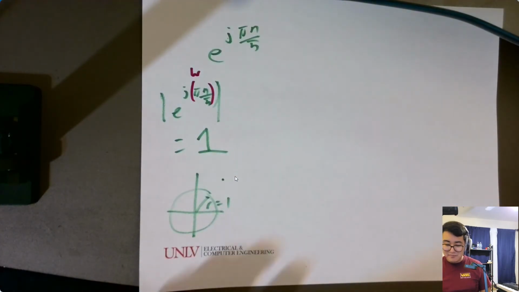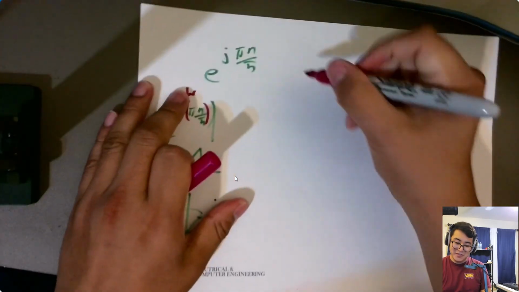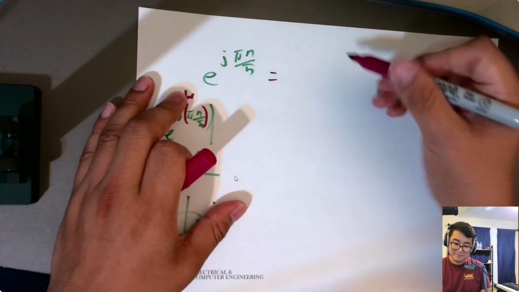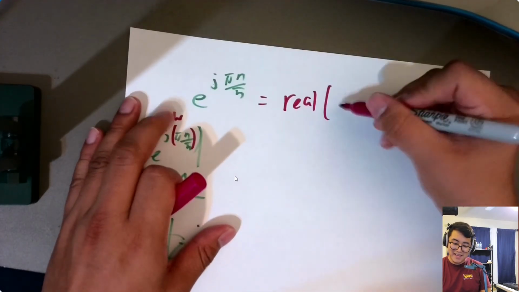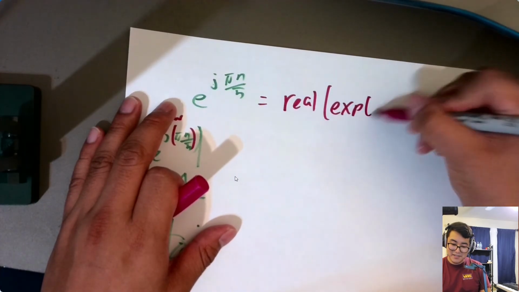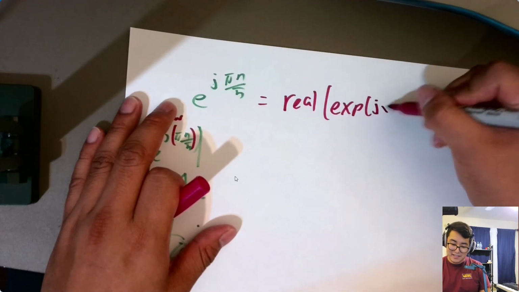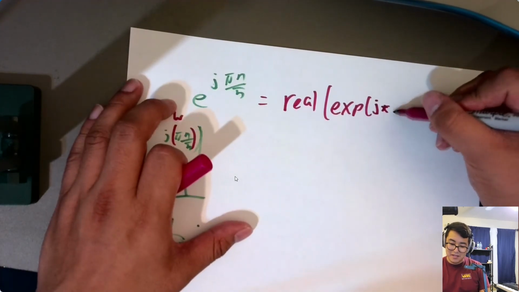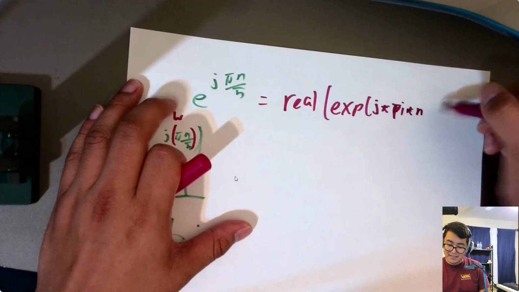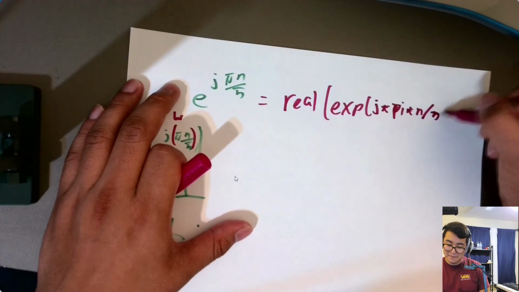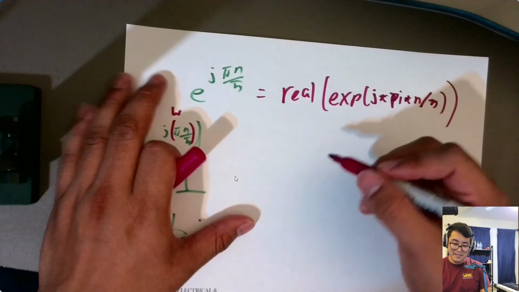Okay. But now you're trying to get real and imaginary components. To get the real components, you can just type this into MATLAB: exp of j times pi times n divided by 5. And there you go. That's your real part, and now you can plot that.